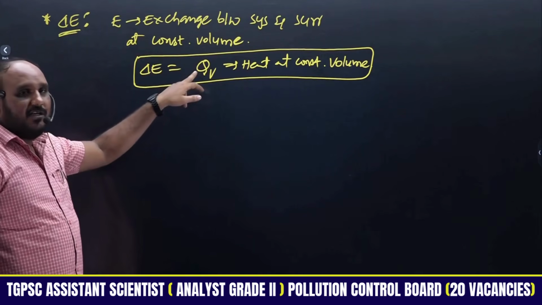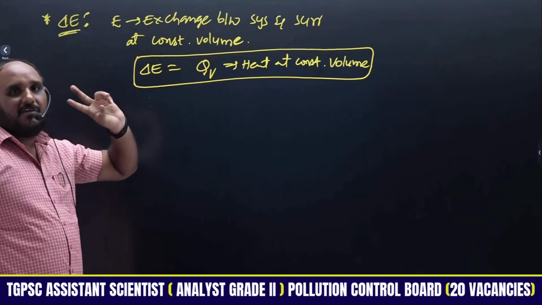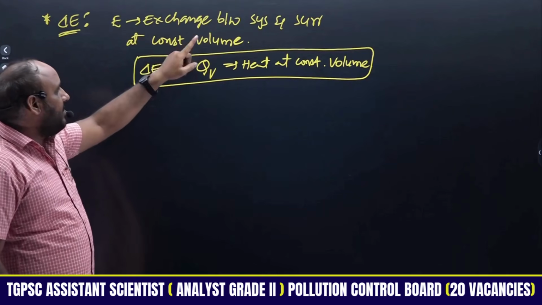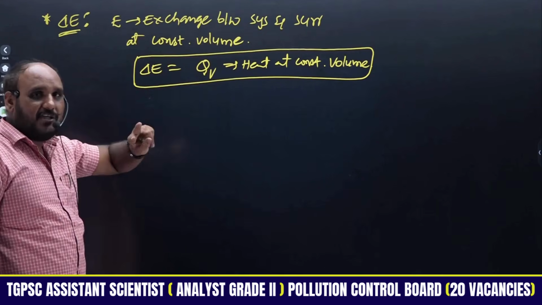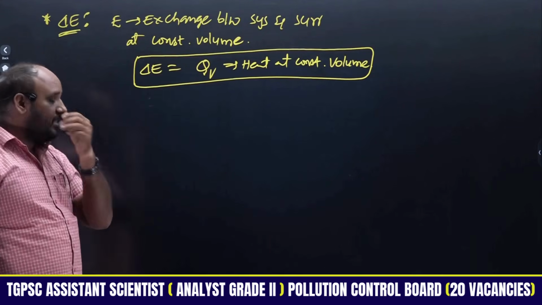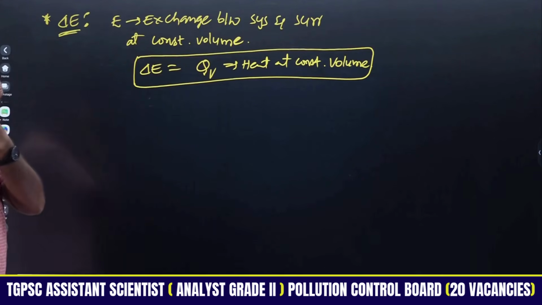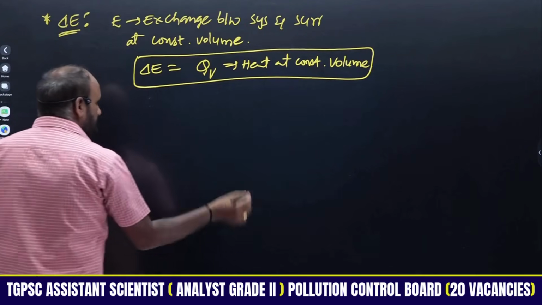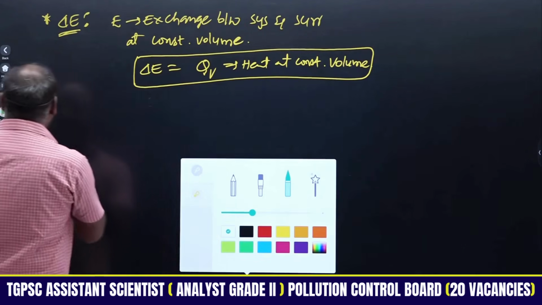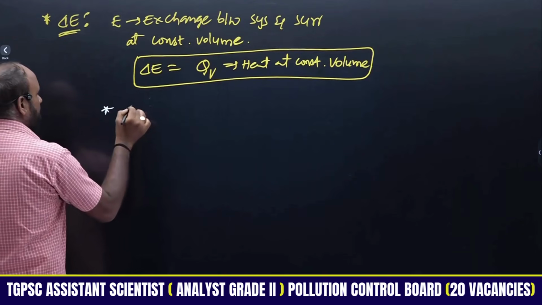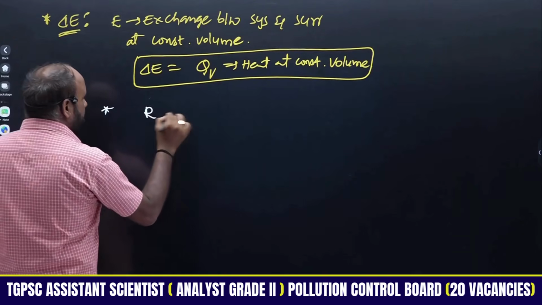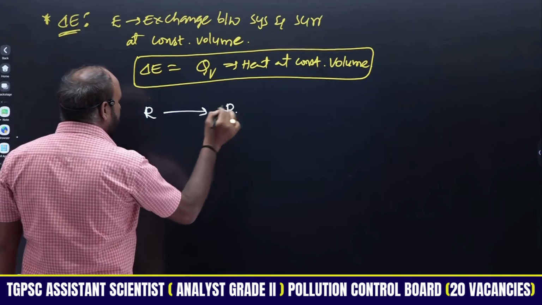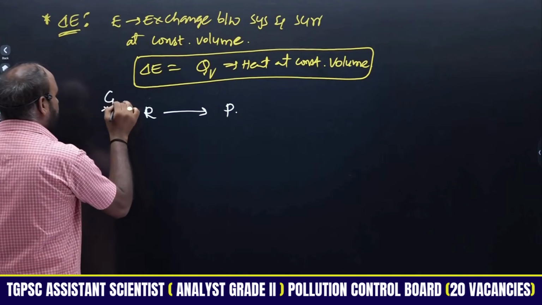Heat is due to temperature difference. The exchange of heat energy between the system and surroundings due to temperature difference will be considered as delta E. Whether this delta E is positive or negative, what will happen, that we are going to apply for reactions. For example, any reaction is there, reactants give rise to products, right? This is a general reaction.